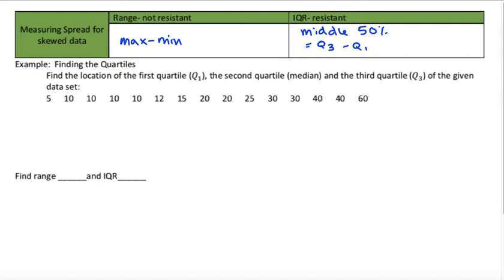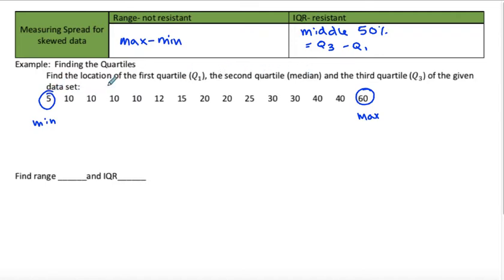So how do we find this idea of quartiles? Because this might be something we haven't done in a while. Find the location of the first quartile, the second quartile, which is called the median, and the third quartile of the given set. So if we look at this data set, we have our minimum, and they've put this in order numerically for us. And sometimes in stats, I remember thinking, yes, thank you, it's in order, I don't have to do that. And then we want to think about our median.